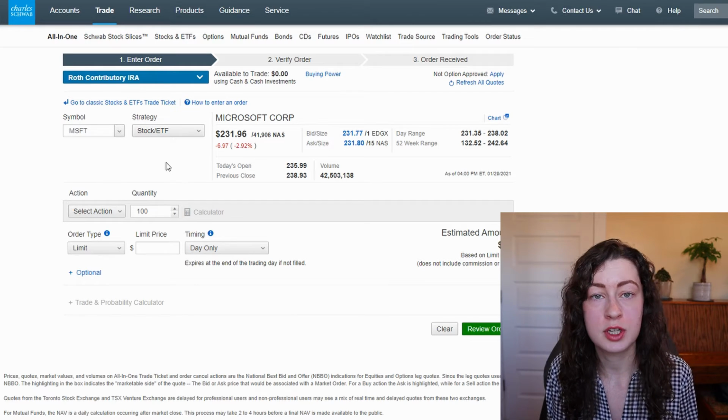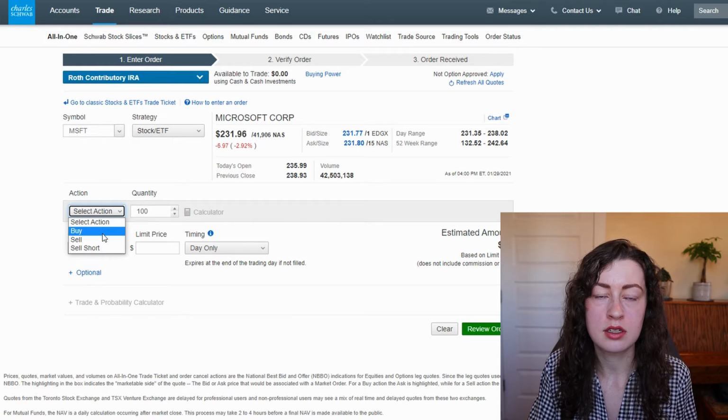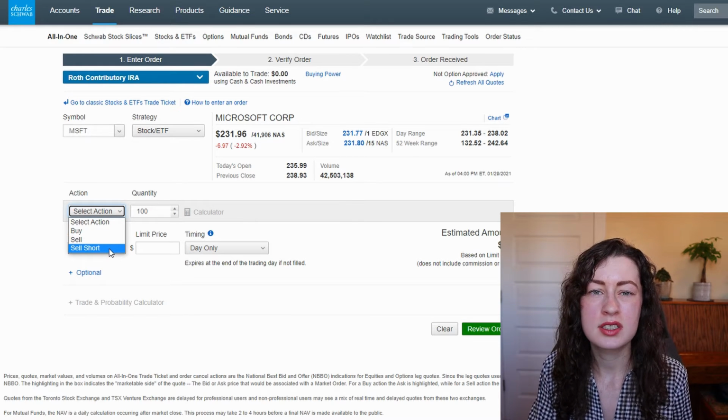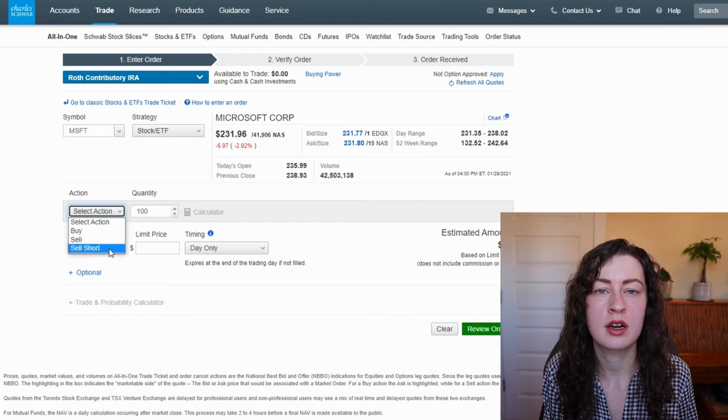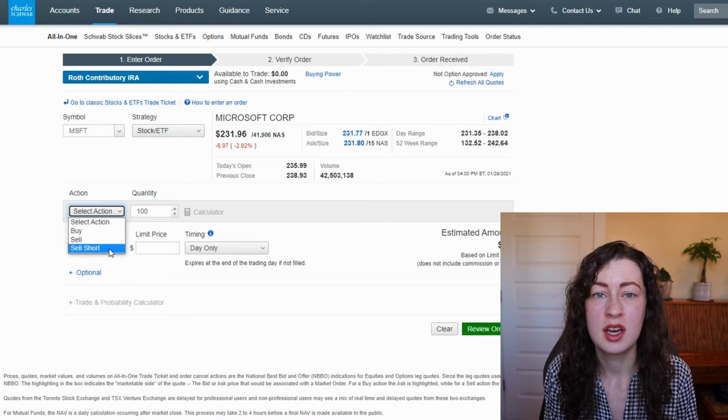Okay, so next you want to tell Schwab what you actually want to do with this stock. Do you want to buy it or do you want to sell it? If you go into action, those will be the options: buy, sell, and sell short. Sell short is something that I would stay far away from if you're still a new investor, a beginner. This is not something you want to mess around with if you don't know what you're doing because the potential cost can be really, really high.